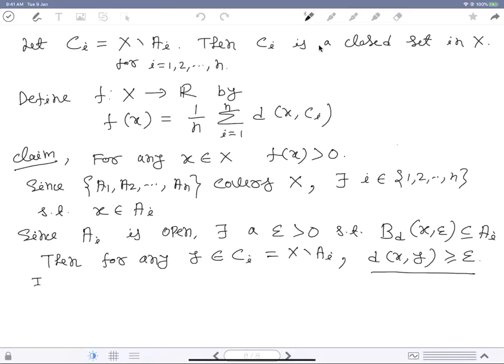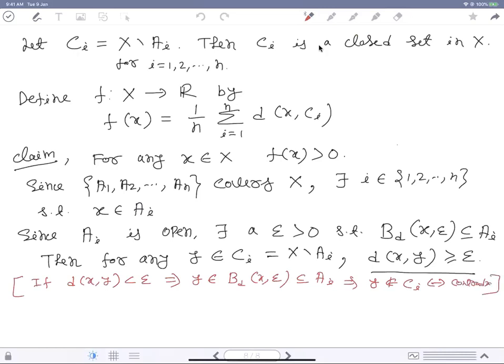Because if d of x comma y is less than epsilon, that will imply y belongs to the epsilon ball, and so a subset of Ai. And since y belongs to Ai, y will not be in Ci. This is a contradiction, right? So that means we have this.